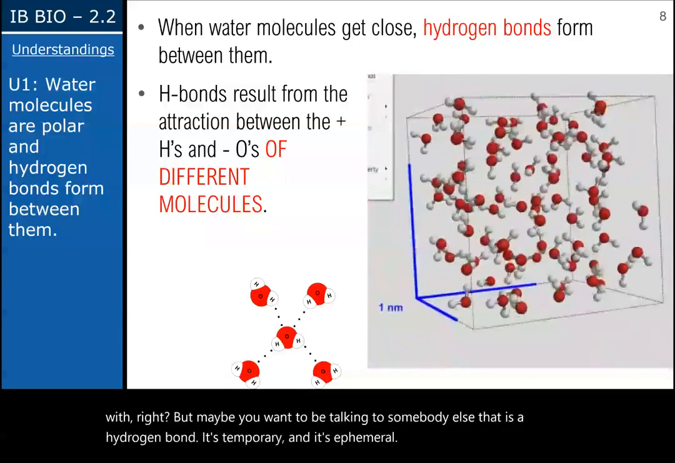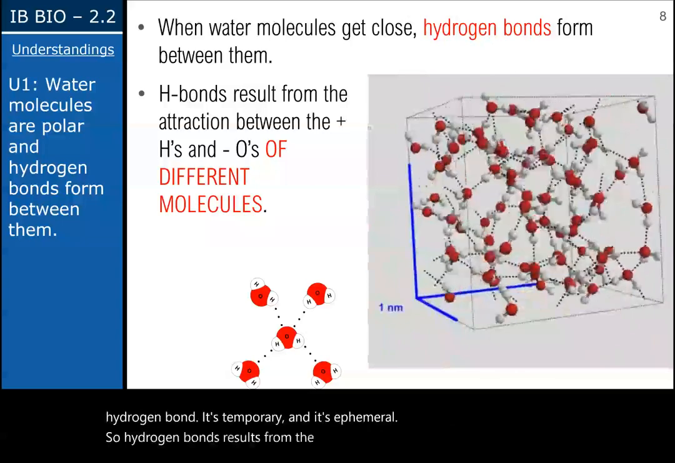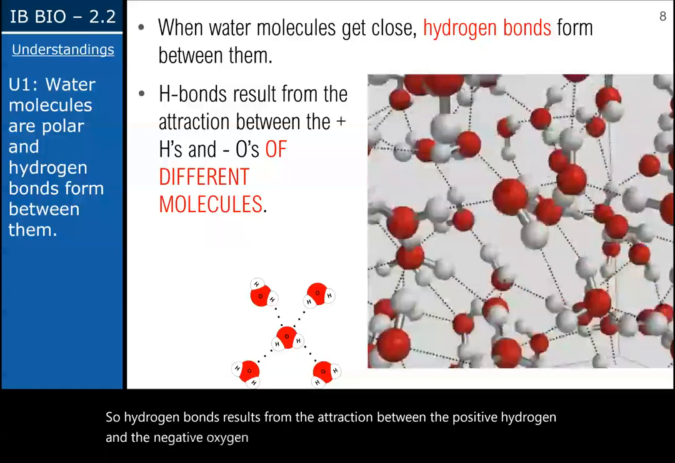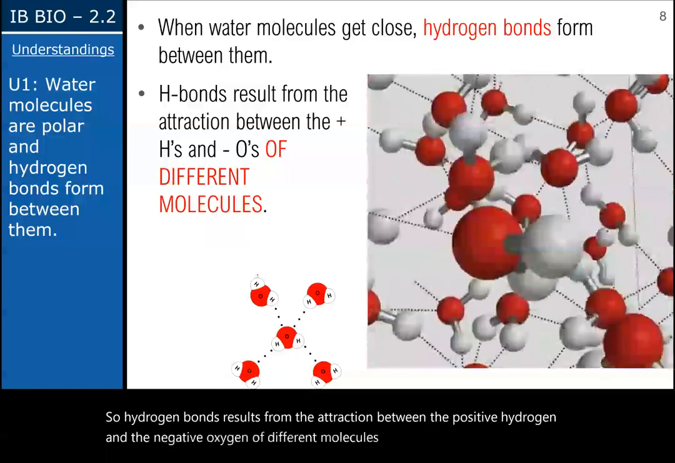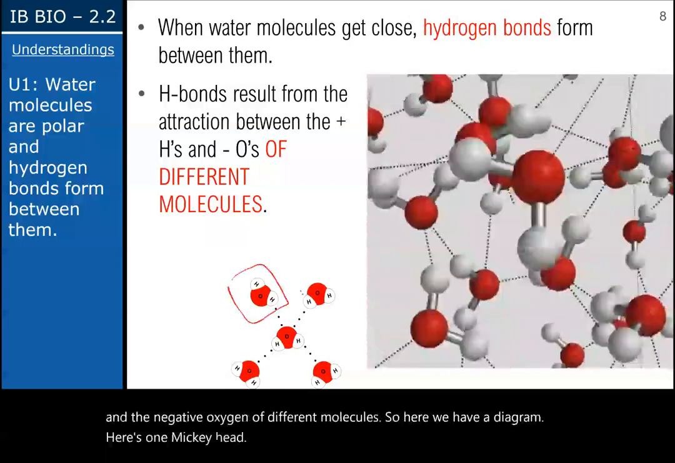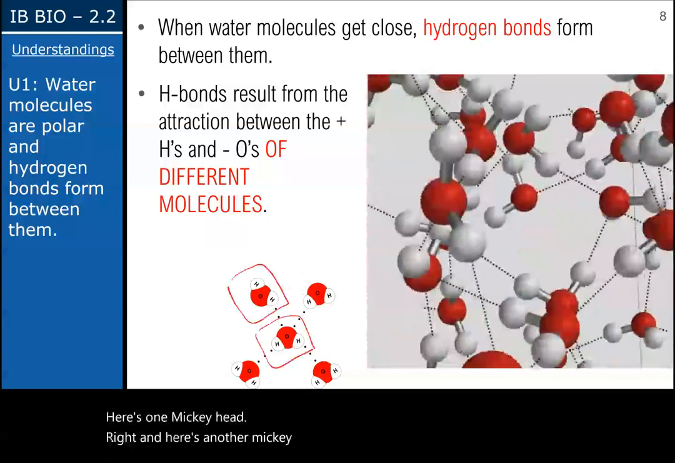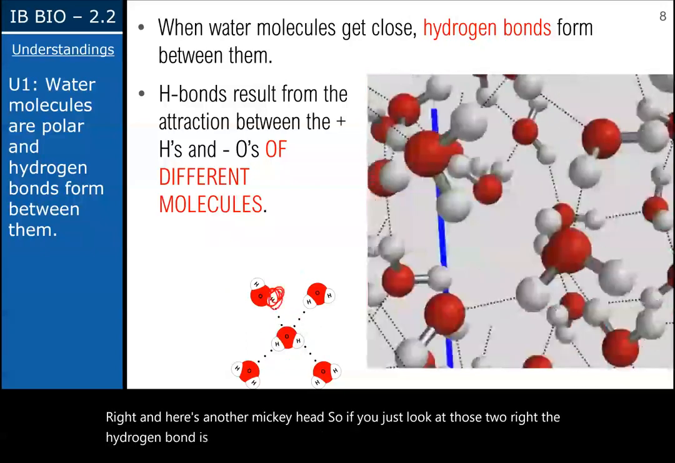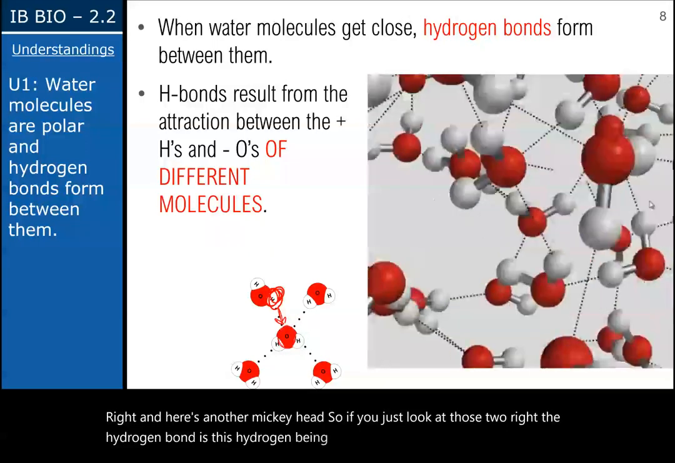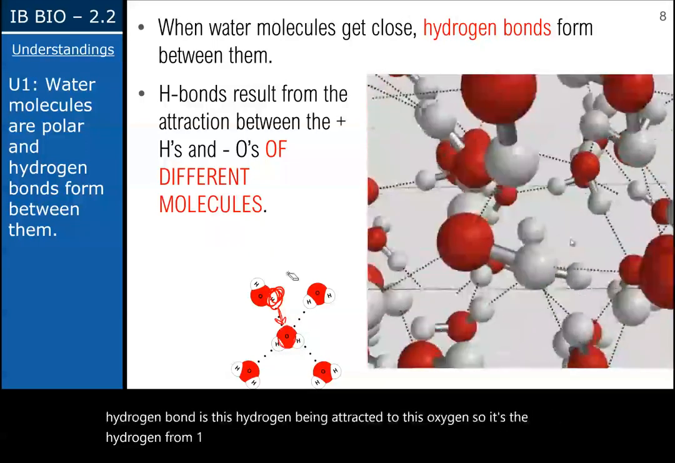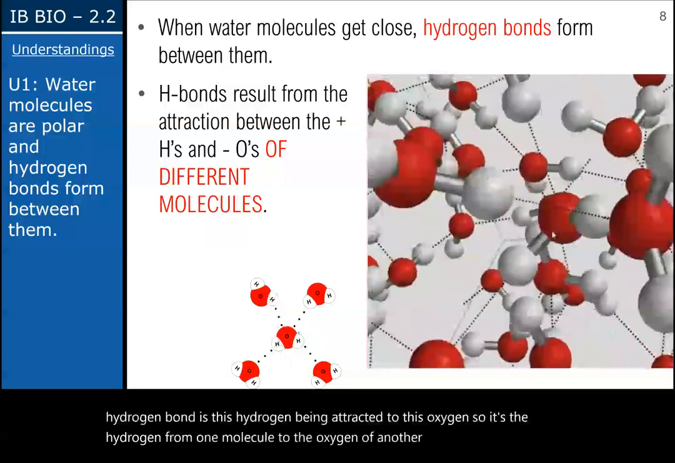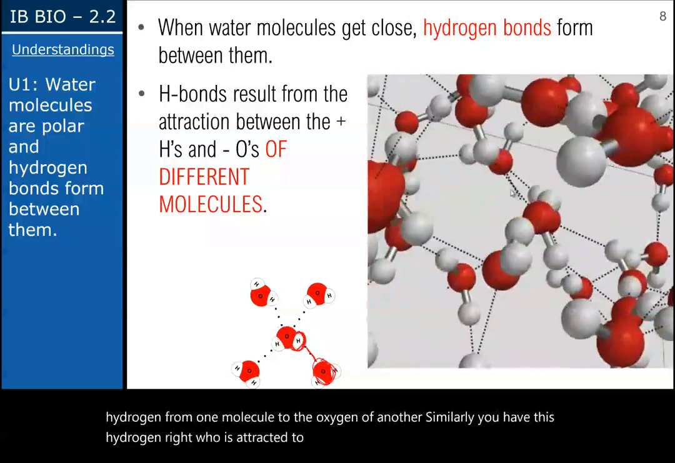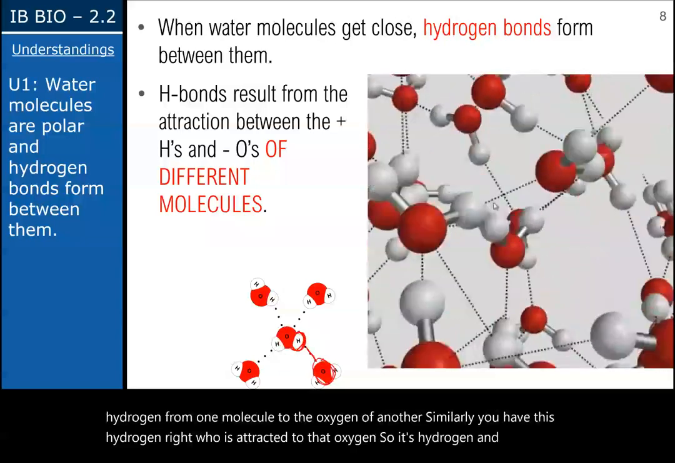So, hydrogen bonds result from the attraction between the positive hydrogen and the negative oxygen of different molecules. So, here we have a diagram. Here's one Mickey head, right? And here's another Mickey head. So, if you just look at those two, right, the hydrogen bond is this hydrogen being attracted to this oxygen. So it's the hydrogen from one molecule to the oxygen of another. Similarly, you have this hydrogen, right, who is attracted to that oxygen. So it's hydrogen and oxygen attraction between different water molecules.